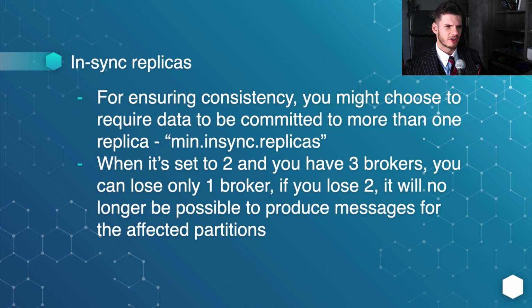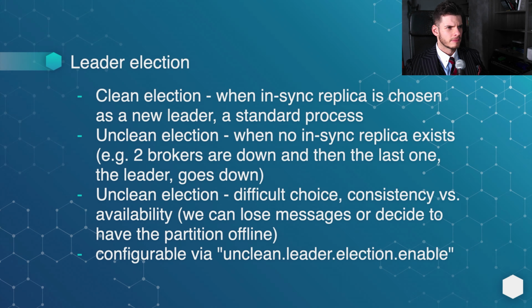To ensure better consistency guarantees, you might choose to require messages to be committed to more than one replica. You can configure it via the min in sync replica setting and determine on how many brokers the partition needs to be in sync. For 3 brokers, it's reasonable to set it to 2, and that way even if one broker goes down, the Kafka cluster will still be operational. But if you lose 2 brokers, then it will no longer be possible to publish messages to the affected partitions.